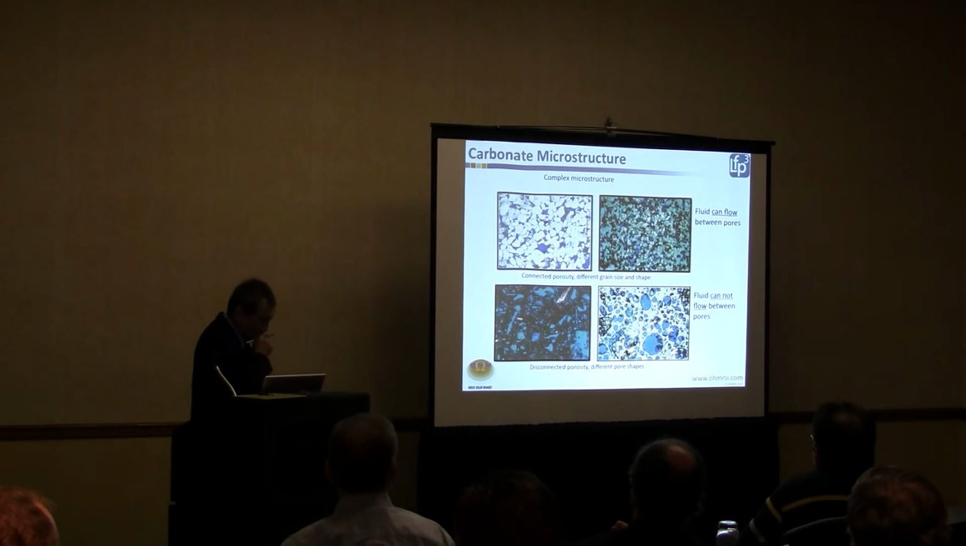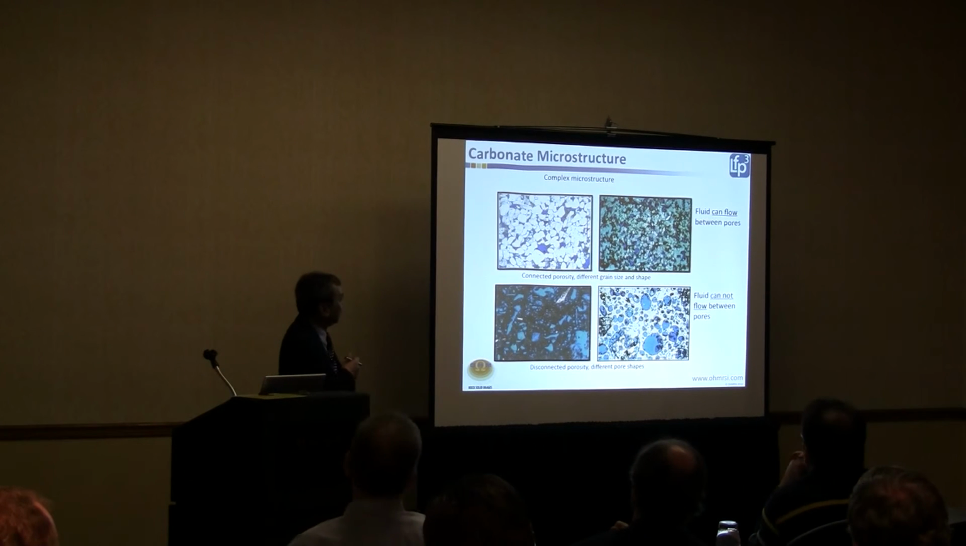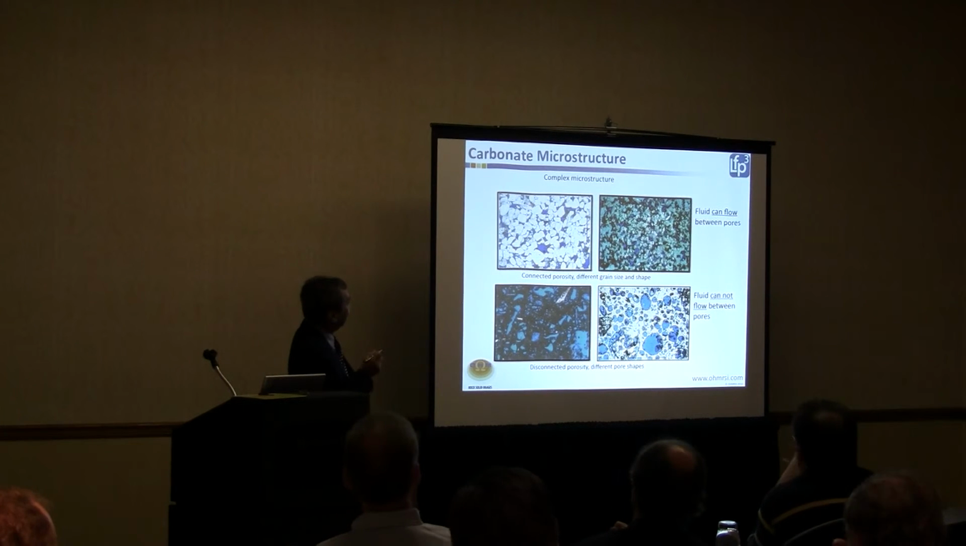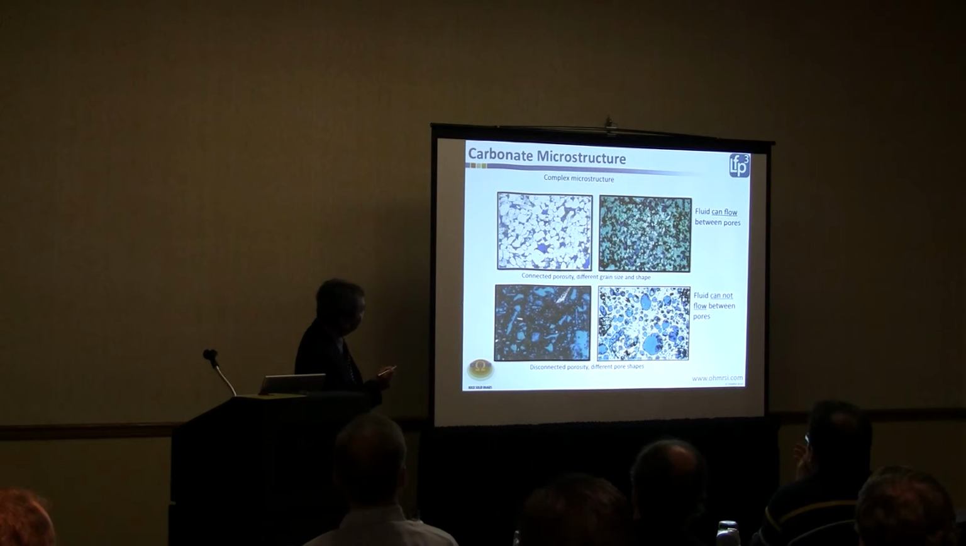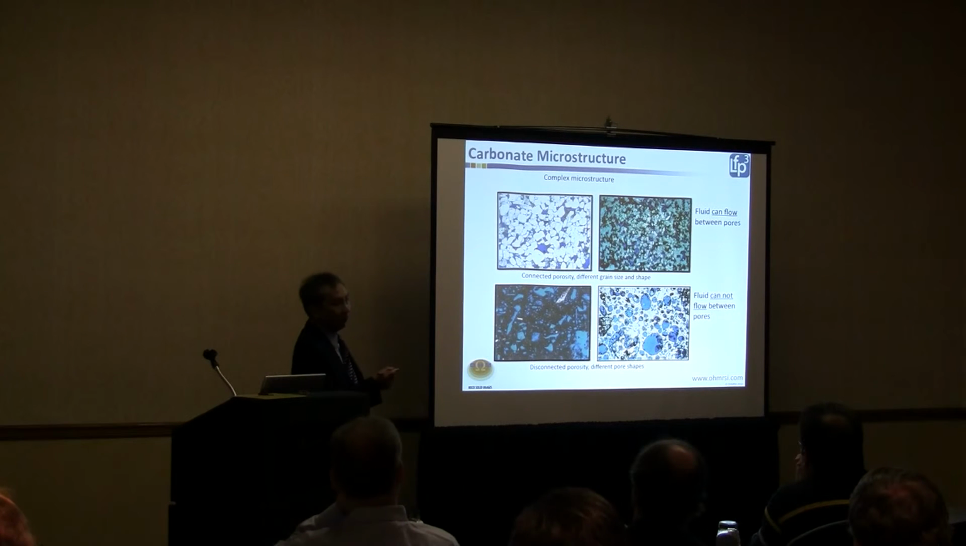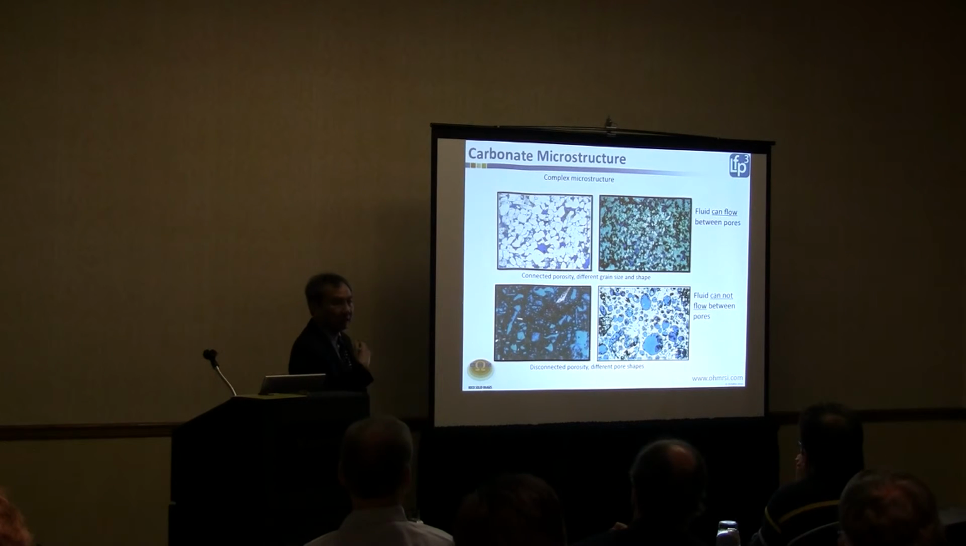Carbonates. The thing about carbonates is it's really a complex microstructure. And in something like this, you have connected porosity with different grain size and shape, but the fluids can flow between the pores. But sometimes you get isolated pores, and fluids are not flowing between them. You know, how do you distinguish this type of rocks and how do you model them properly?